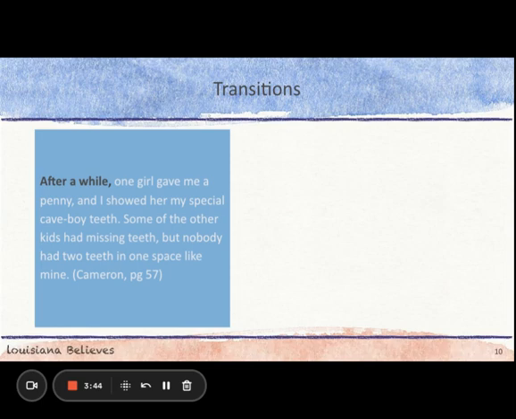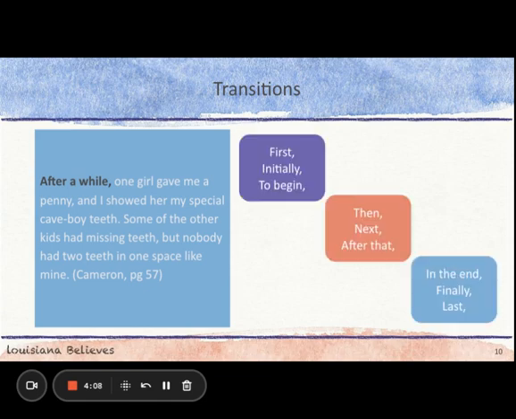In the stories Julian tells, Julian says, "After a while, one girl gave me a penny and I showed her my special cave boy teeth. Some of the other kids had missing teeth, but nobody had 2 teeth in one space like mine." Julian says, "after a while," to show when this interaction happened. Here are some examples of other temporal words and phrases.